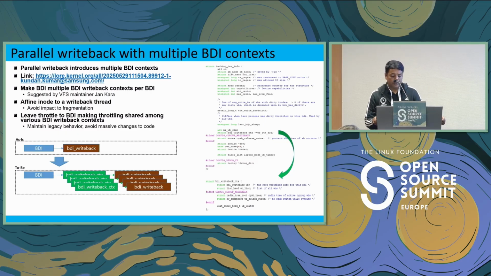And also, while doing this kind of implementation, there is the question of how the inodes are distributed to the BDI writeback. Currently, a better way is that we affine the inode to a writeback thread. So if the I/O comes to a particular inode, it always goes to the same writeback thread amongst n number of writeback threads. This avoids fragmentation, which we'll be discussing in the further slides. Apart from these, we left the throttling code, like the foreground throttling, background throttling, and the other part of the code as is, so that we avoid massive code changes, and it maintains the legacy behavior.